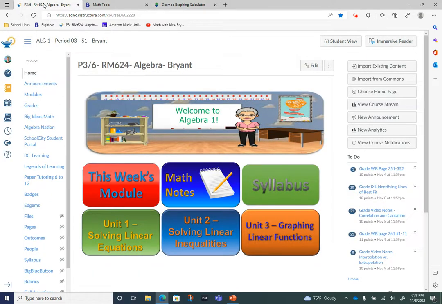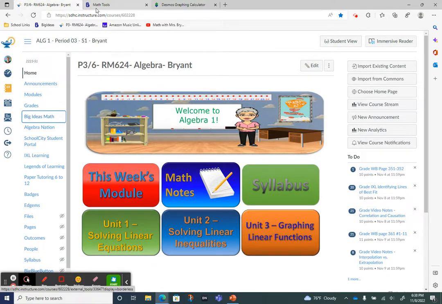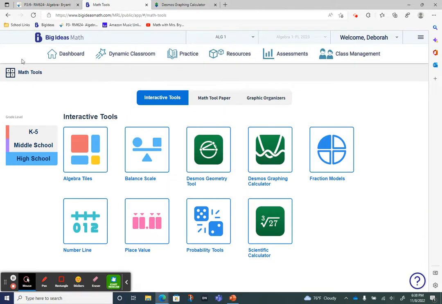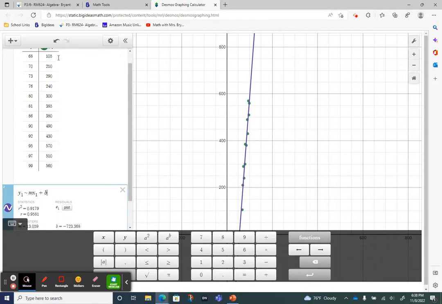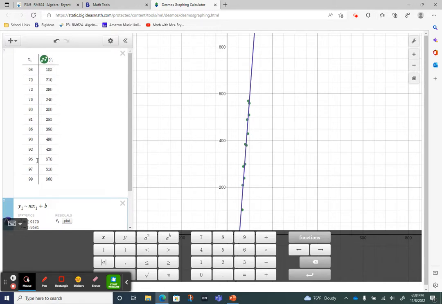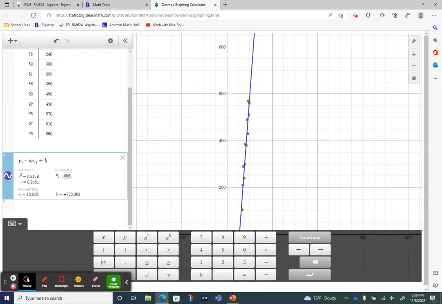Let me show you again. In your Canvas, click on Big Ideas. It comes up and math tools is one of them. You want to go to graphing calculator and you add a table to put your table in, and then y sub 1, because see that little sub 1 right there? Tilde, not equals because it's not a function, m x sub 1 plus b. It'll give you your slope and it will give you your y-intercept. You can then put it in slope intercept and you can interpret points on the graph.